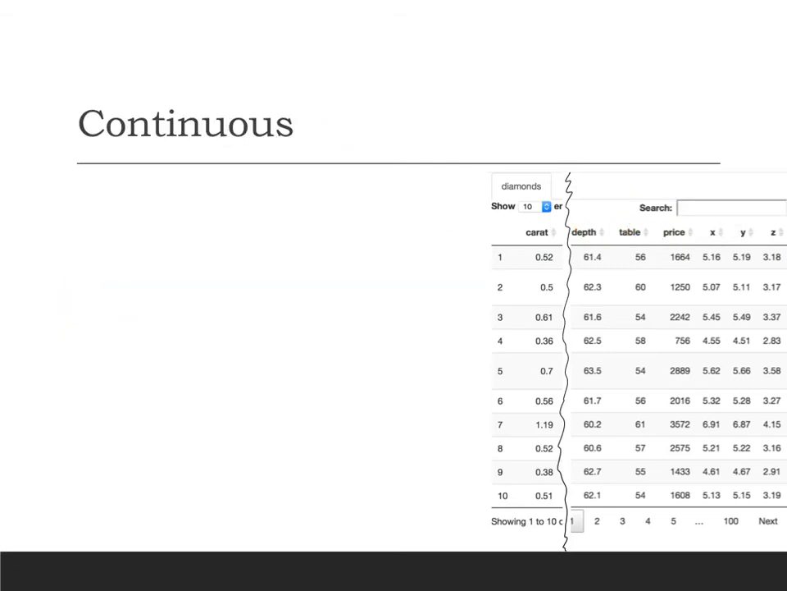All right, and then of course, which of these are continuous? Of course, we said that continuous can be any number. We're measuring something. We said carat was weight, so we're definitely measuring the weight of something. It is the official measure of weight for a diamond.